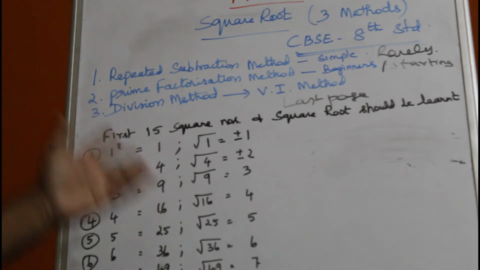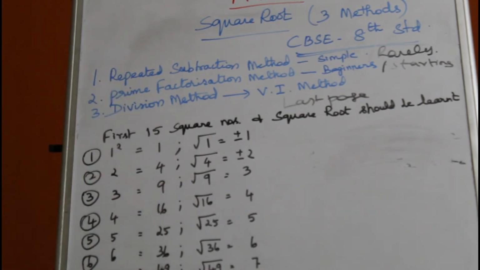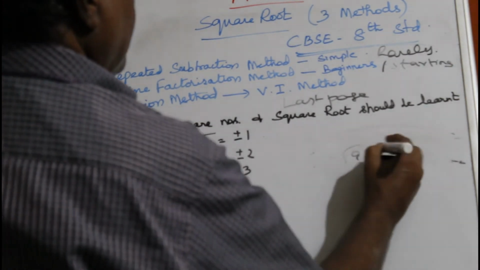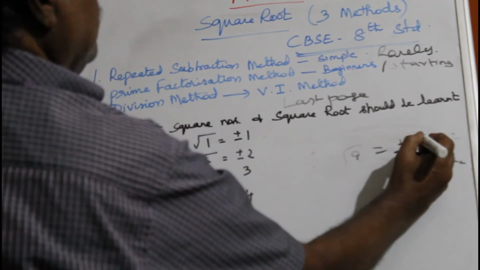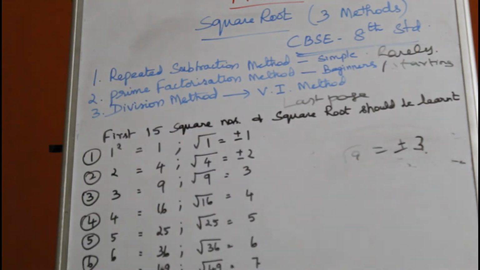Without a calculator, you can do it very fast, but the first 30 squares should be at your fingertips. It comes by easy practice. You may ask why root of 9 equals plus 3. The root of 9 is also plus or minus 3, but mostly in the sums you get only plus 3. Most of the sums deal with perfect squares.